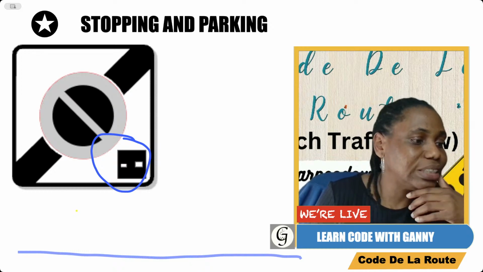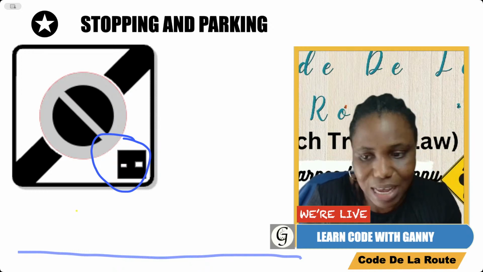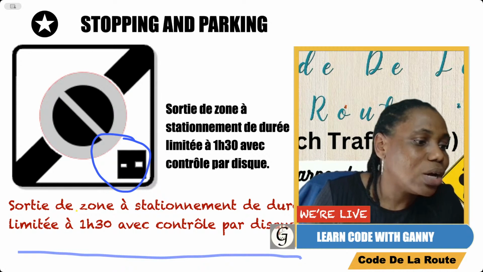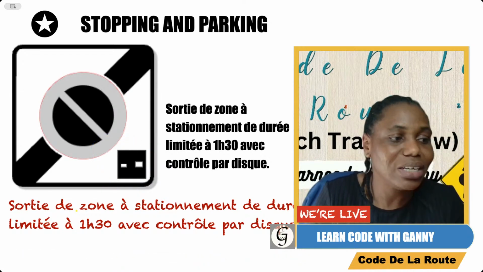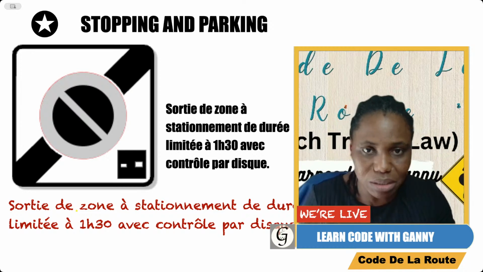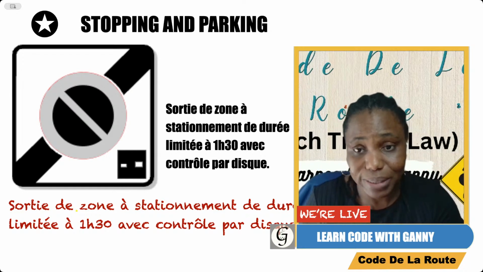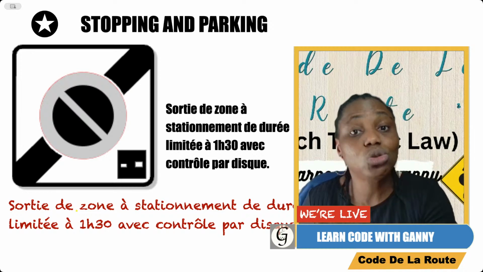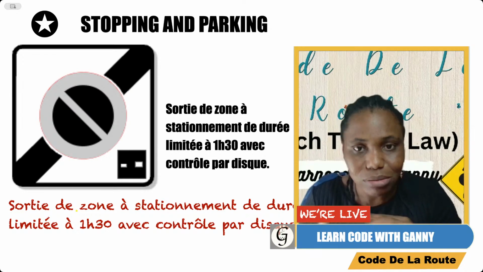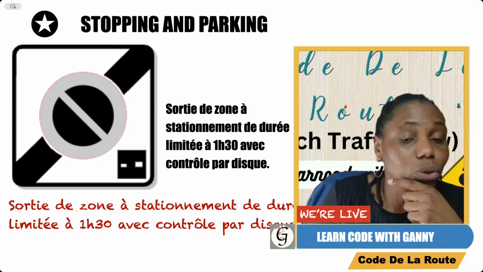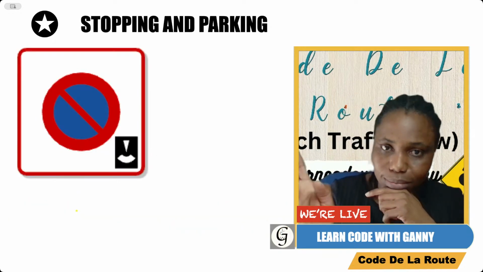So we'll go to the next one, which is anytime you see this, you know it is ending now. You are leaving the place where it is a minimum of 30 minutes, maximum 1 hour 30 minutes. So that is the end of the zone. That rectangle, the carré, is always a zone. Okay, so we'll go to the next one.